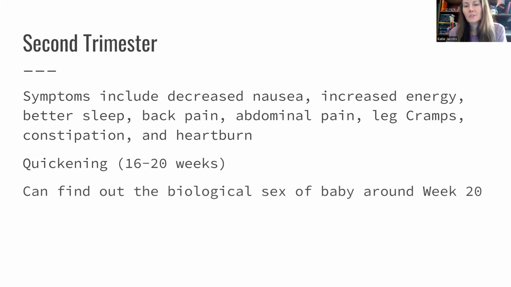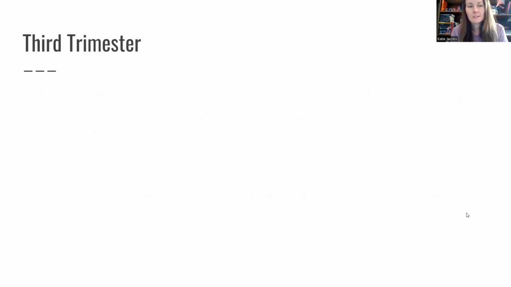You can find out the biological sex of the baby around week 20. You can actually find out earlier, but most doctors are going to put the visit right around week 20 so they can check for some different things. There's a huge movement of people choosing not to find out the biological sex of their baby around then. There are other procedures where you can figure out earlier, like amniocentesis, where it looks at the DNA and you can figure out the biological sex of the baby as well.